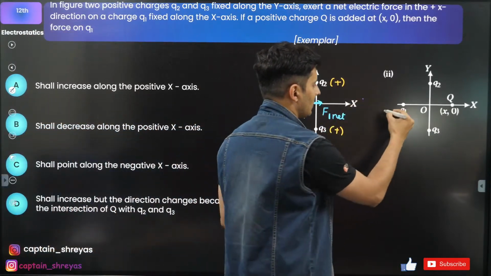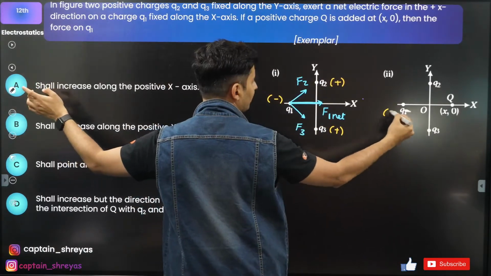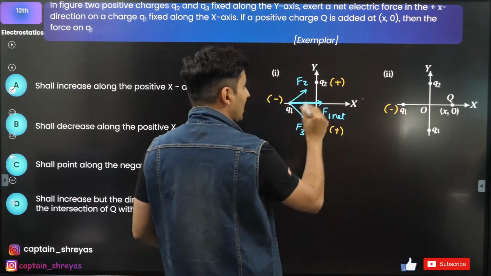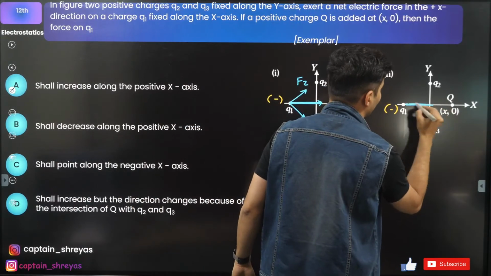Now in the second case, Q1 is still negative, right? Now, these Q2 and Q3 together were still pulling it this way.